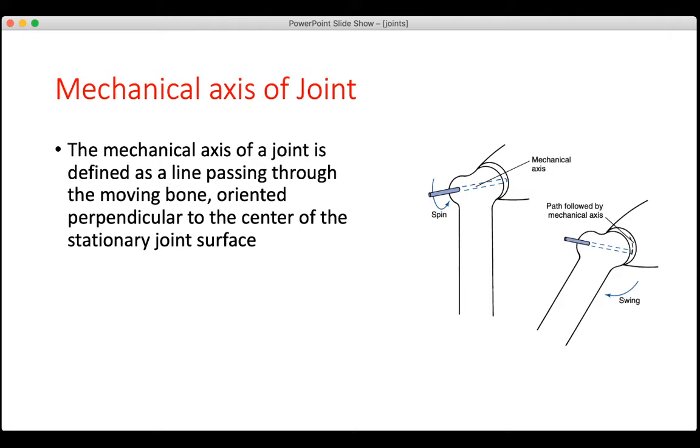Ab yahan par, yeah, this is the joint, ball and socket. This bone, collar bone is stationary and this shoulder bone is moving. So ye jab rotate kar raha hai, iske center mein se jo line jayegi, perpendicular center of stationary. Ab ye stationary kaun sa hai? Iske center se perpendicular. So this line is known as mechanical axis. Hope it is clear.